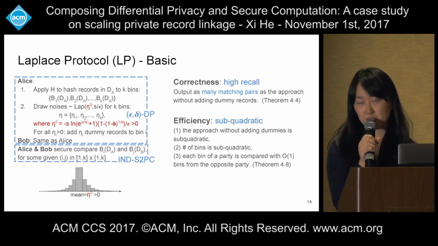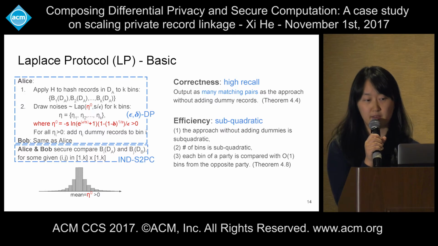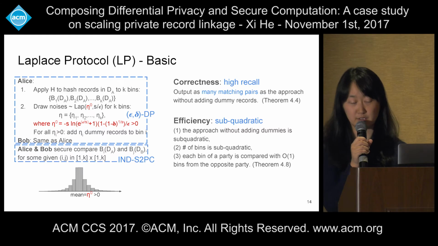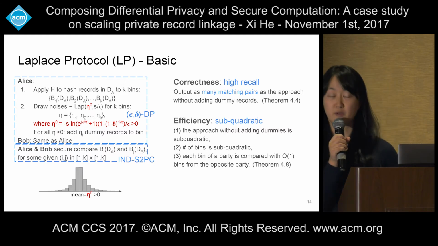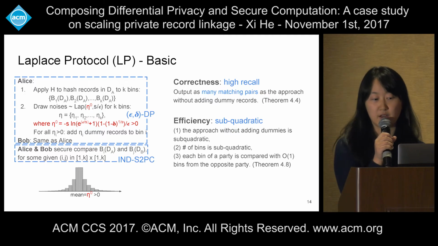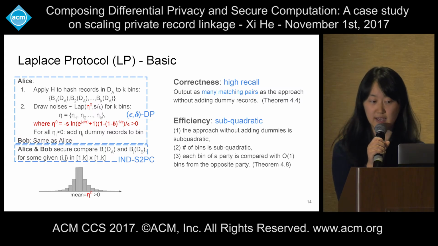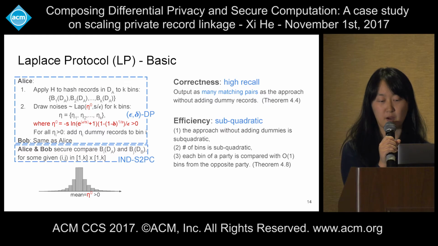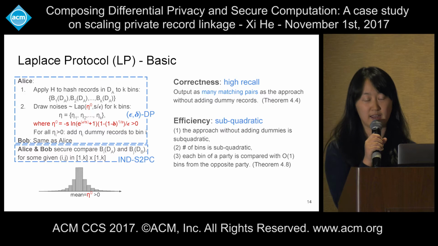And we can show both theoretically and empirically that this approach can obtain high recall, as it outputs as many matching pairs as the approach without adding any dummy records. And for efficiency, this approach also remains subquadratic, if the approach without adding dummy records is subquadratic in the input data size, the number of bins is subquadratic, and each bin of one party is compared with a constant number of bins from the opposite party. So in the literature of record linkage, such a blocking function is not hard to find.